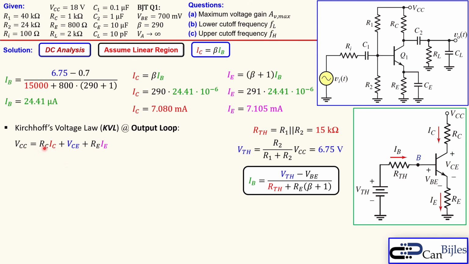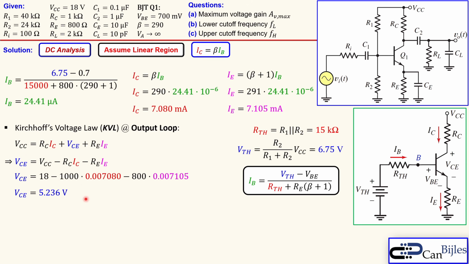VCC is equal to the voltage across the resistor RC plus the voltage VCE and the voltage across the RE. So we can isolate here the VCE. You can actually see that. So these two will be placed to the left side and then flipped. That's shown here, and you substitute the values we just calculated for the DC current for IC and IE. That will result in 5.236 volts, which is much larger than the minimum required of 0.2 volts.